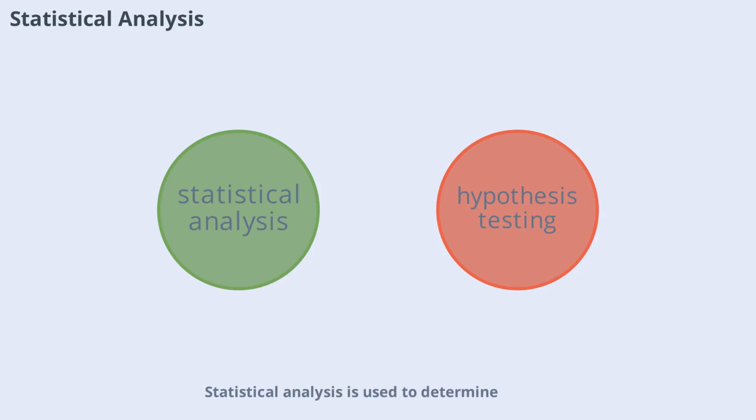Statistical analysis is used to determine whether the data support your hypothesis. Common techniques include t-tests, chi-square tests, and regression analysis. These methods help quantify the relationship between variables and assess the likelihood that your findings are due to chance. Proper statistical analysis is key to drawing valid conclusions in medical research.